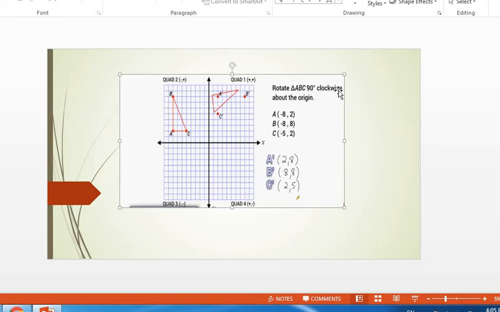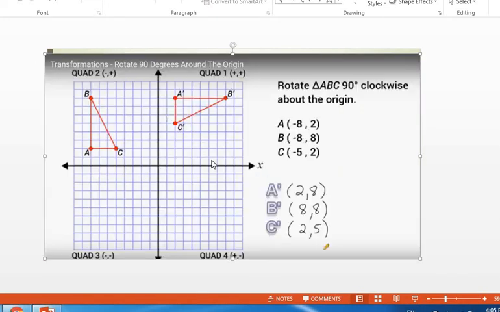What does clockwise mean? In the same movement of the clock, about the origin. This is the origin. After this, I draw my triangle by connecting the dots with each other. So I have here triangle ABC after 90-degree rotation.